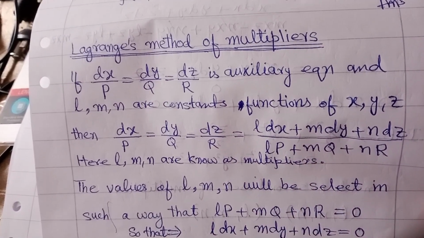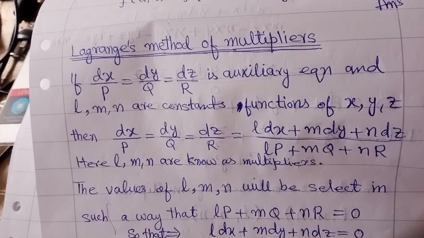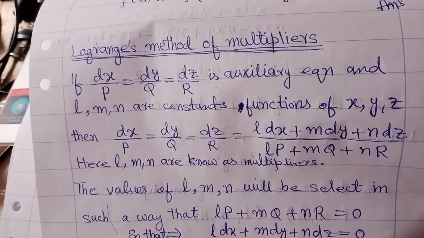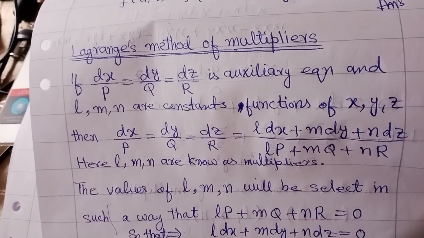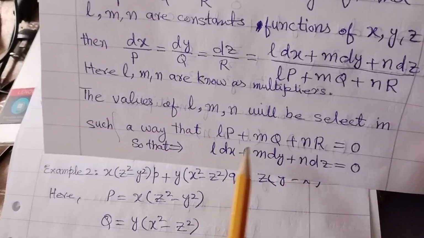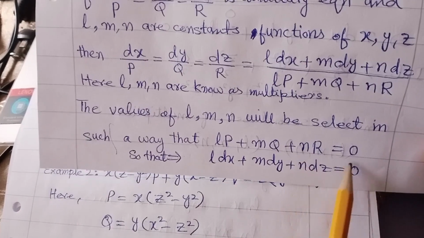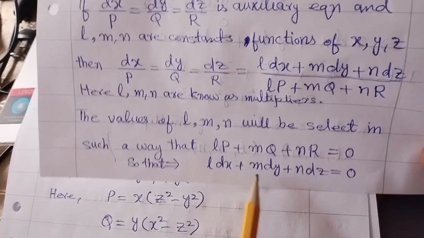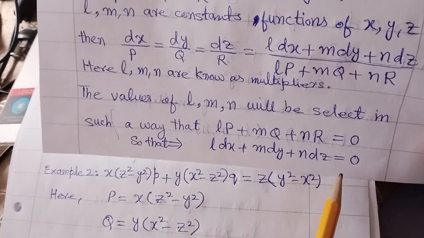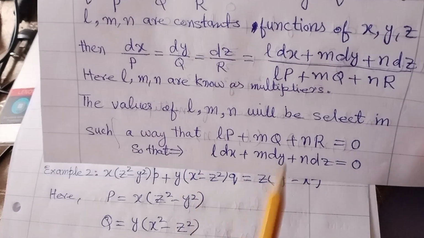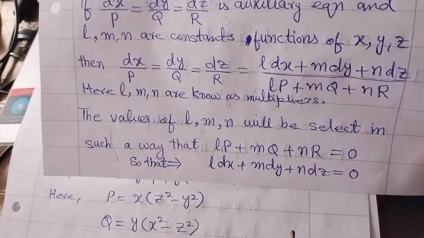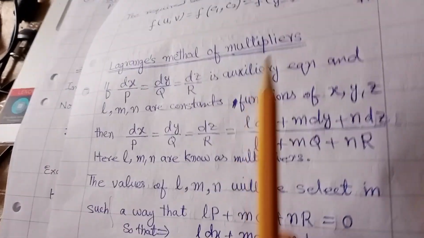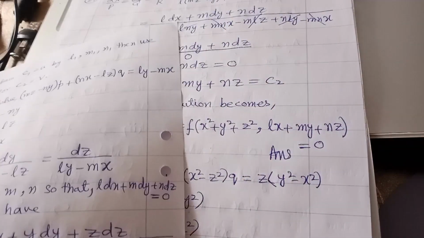And when you are going to find the solution of this differential equation, this is the necessary rule: this denominator must be equal to 0. We say that lP plus mQ plus nR must be equal to 0, or l dx plus m dy plus n dz is equal to 0. So according to the definition, by using the Lagrange multiplier method, we can pursue the solution of the partial differential equation.